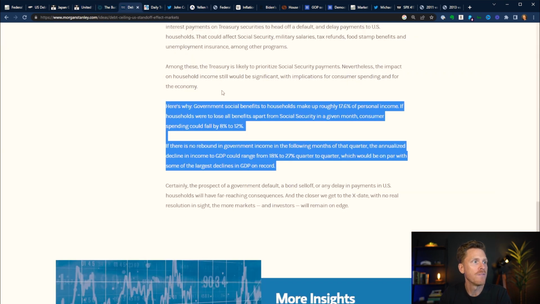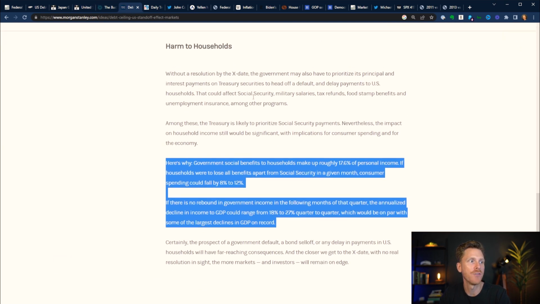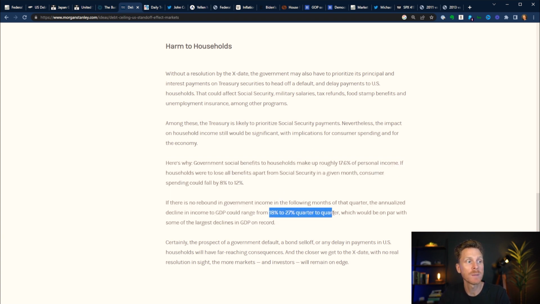In fact, investment bank Morgan Stanley estimates that it could be an 8 to 12% hit to overall consumer spending and potentially as much as an 18 to 20% hit to overall GDP, which would be on par with some of the largest declines in GDP in history. We're talking depression-level hits to GDP if we had that worst-case outcome.